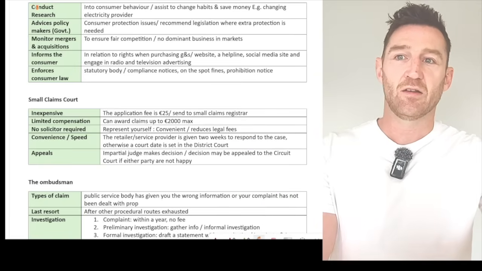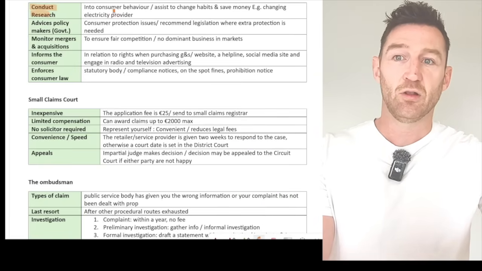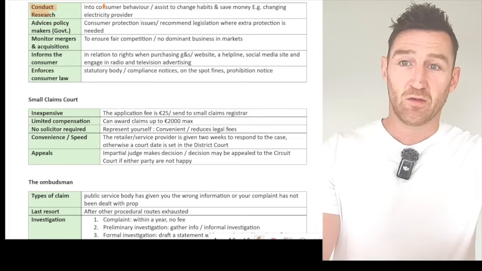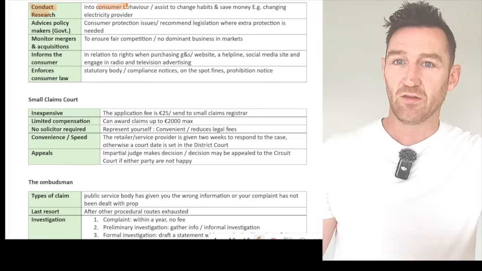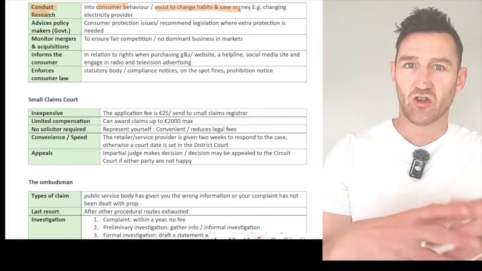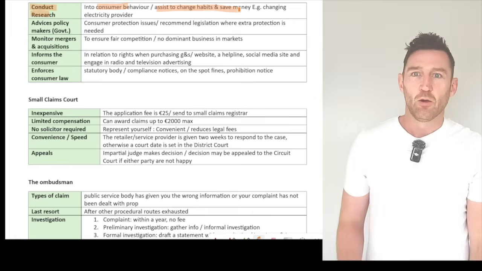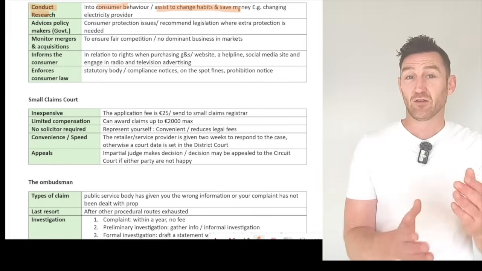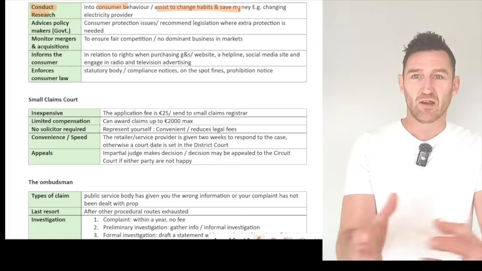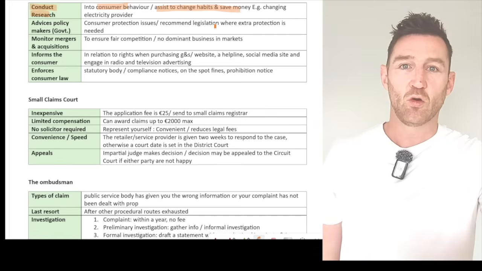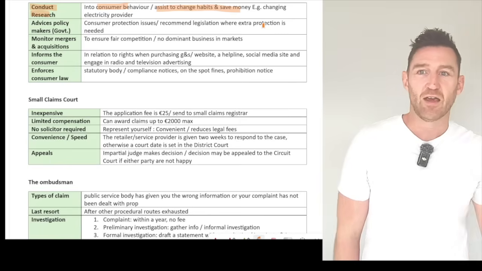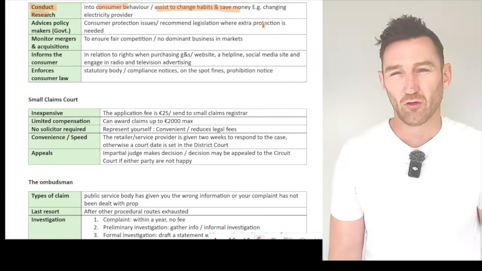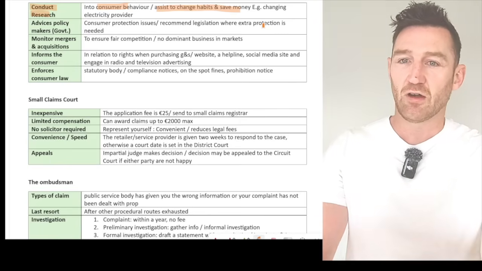So when you're saying they conduct research, for example, you want to say into what? So it's into consumer behavior, and the reason it's done is to assist consumers in changing habits and saving money, right? They advise the government, but what do they advise them on? They advise them on where consumer protection legislation is a bit weak. So they recommend new laws that will give extra protection to the consumer. So just be very focused and accurate in your answers to that.